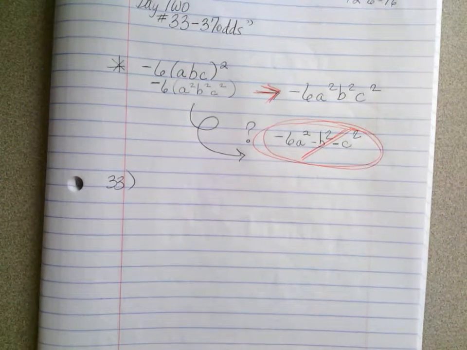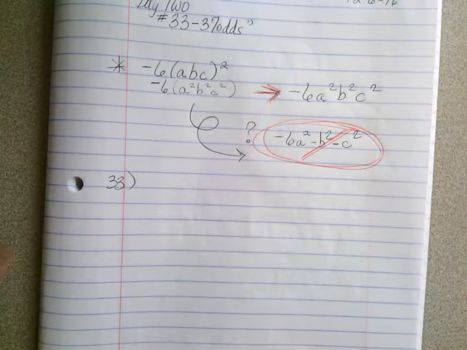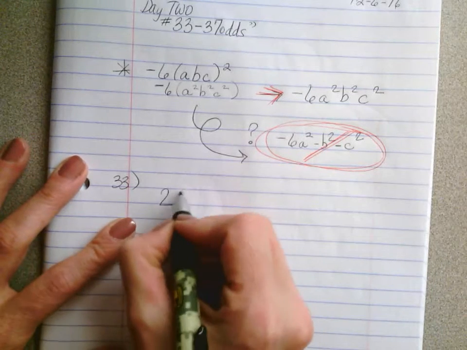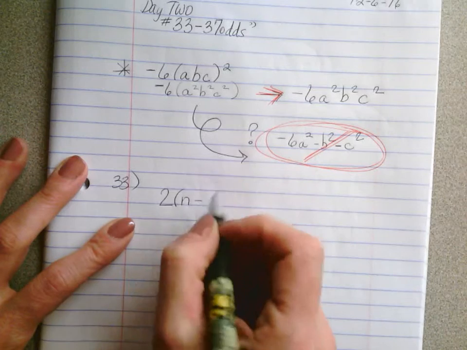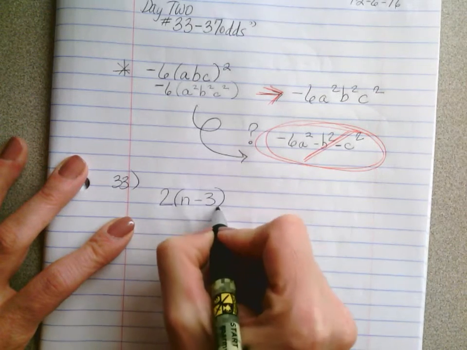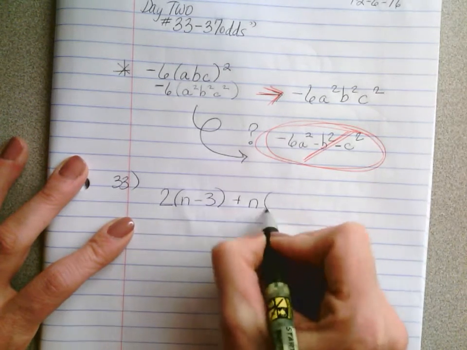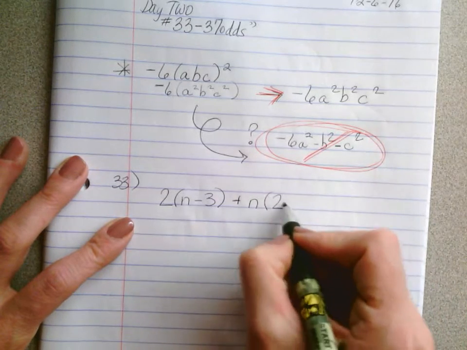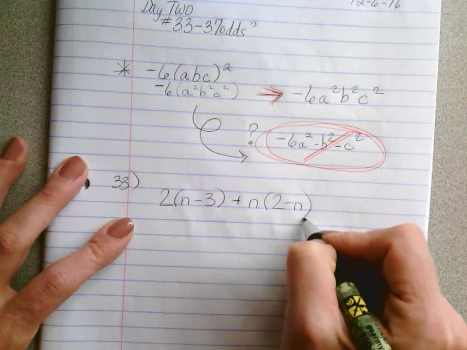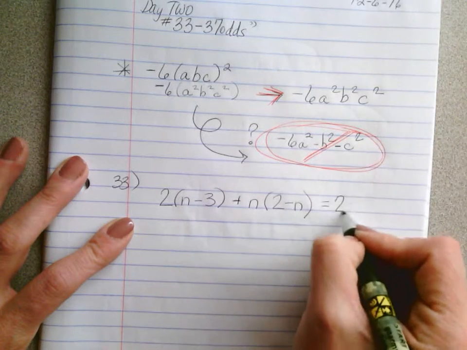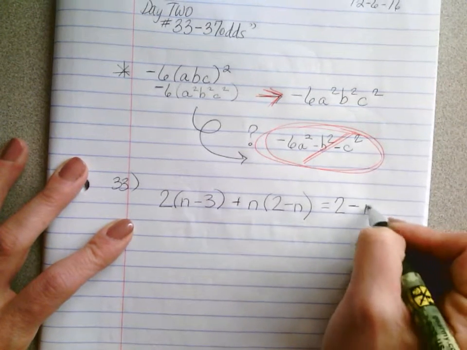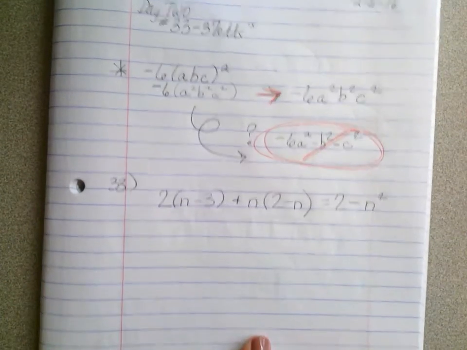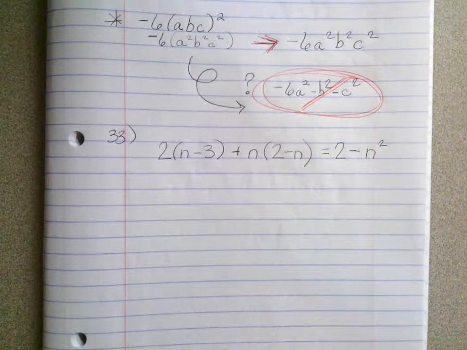So we're going to start with number 33, okay? And if you don't get all this, you can obviously look back at it. 2 times the difference of n and 3 plus n times the sum of 2 and negative n is 2 minus n squared. Don't worry, we're going to learn about squares soon enough, but right now we're just going to dabble in them a little bit.